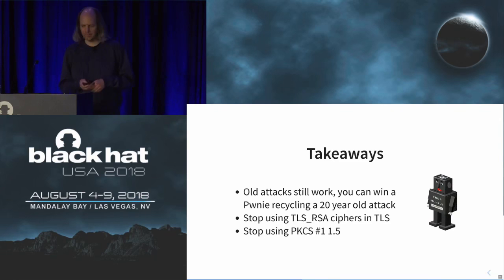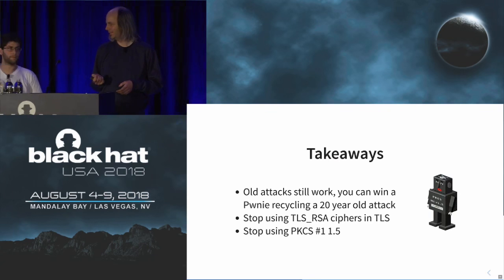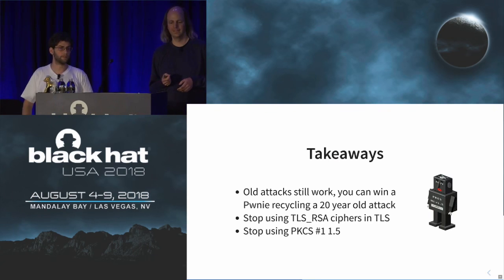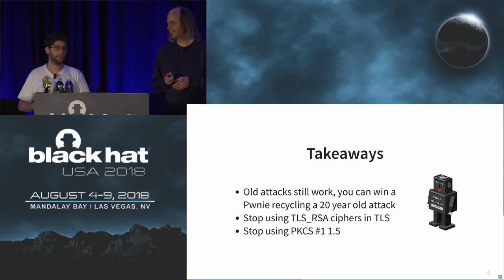Yeah. So our takeaways here are: old attacks still work. You can win a Pony Award by recycling a 20-year-old attack. We recommend to stop using the TLS RSA modes in TLS and stop using PKCS 1.5. And also, if you do have a server that does support the TLS RSA ciphers, but also supports forward secrecy, if somebody is able to do this attack fast enough, they would be able to do a downgrade to force the client to use TLS RSA ciphers.